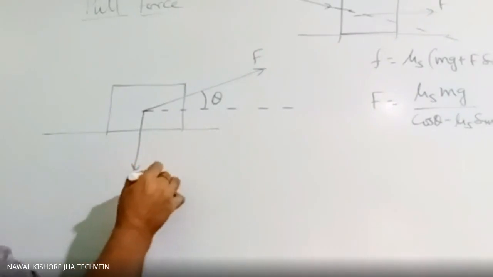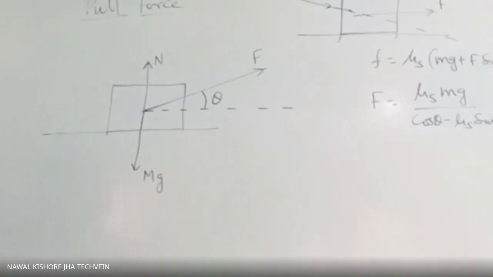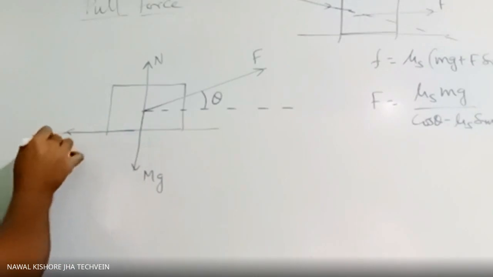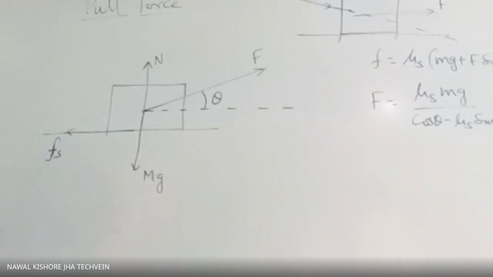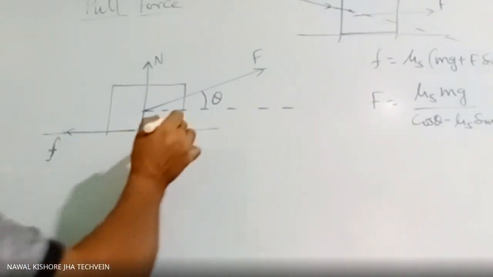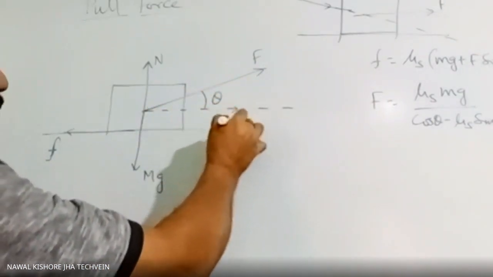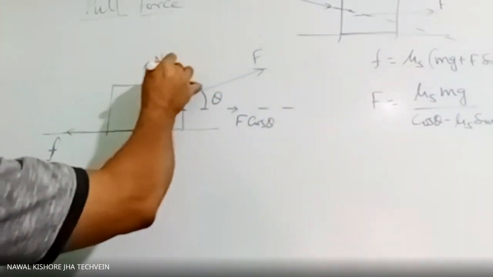Gravity is acting downward, normal reaction is acting upward, friction is acting in this direction. Fs or Fms or Fs, simply F, whatever you want, give the symbol, no problem. Then if you break this component, one will be F cos theta and F sin theta will be this side.